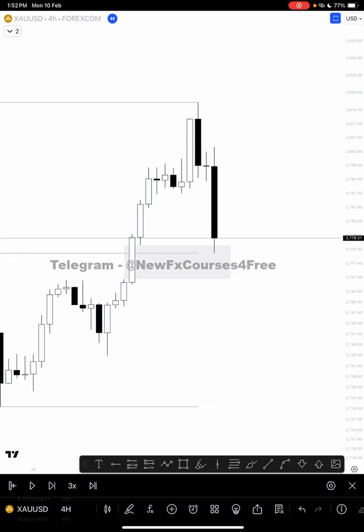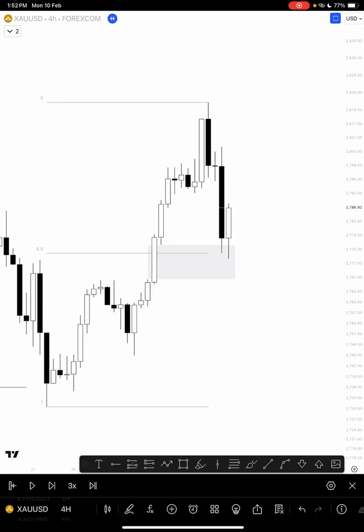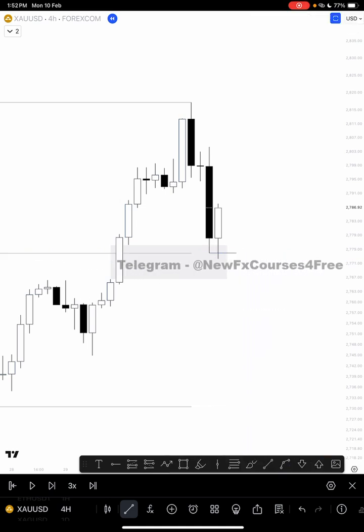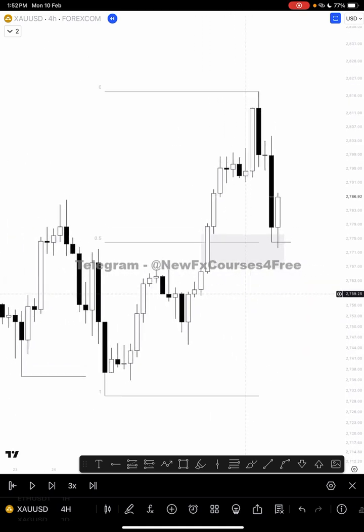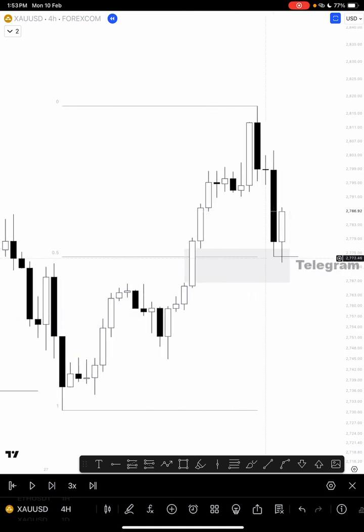So here we have dipped into our equilibrium and discount region. Here we swept this low, and remember I actually told you guys on level 1 the market does two things: takes out liquidity and rebalances an imbalance. So here we have actually rebalanced this FVG on SAUSD and dipped into our 0.5 equilibrium and discount region.